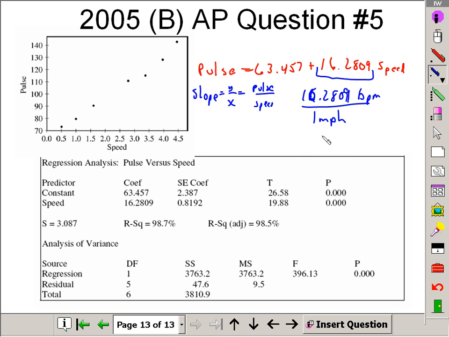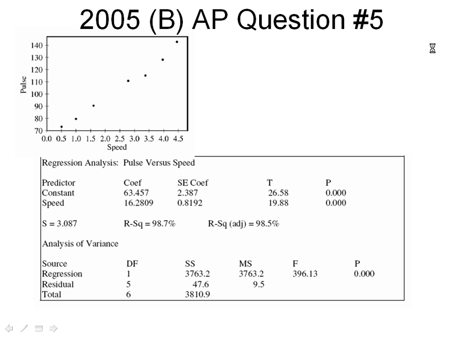If you've ever been running, think that if you increase your running by an extra mile an hour, your heart rate will probably increase by 16.2809 beats per minute. So again, the slope also has meaningful interpretation here. So A and B were done. Now C.